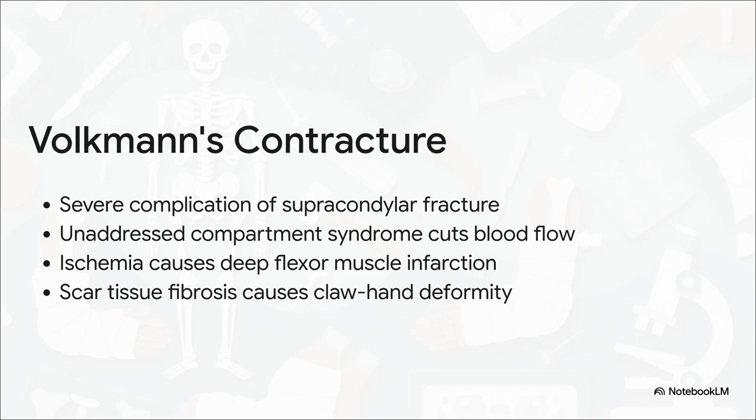Volkmann's ischemic contracture is a truly devastating complication stemming from an improperly managed pediatric supracondylar fracture. It happens when unaddressed compartment syndrome, or kinking of the brachial artery, completely cuts off essential blood flow to the anterior forearm. This ischemia leads to deep flexor muscle infarction, essentially replacing vital muscles, like the flexor digitorum profundus, with non-compliant scar tissue. That fibrosis pulls the hand into permanent flexion contractures, giving you that characteristic claw hand deformity.